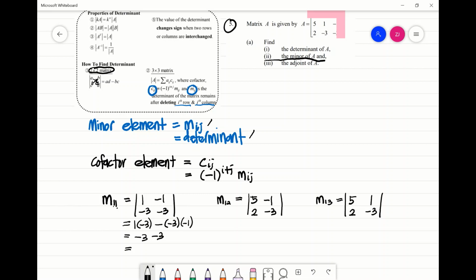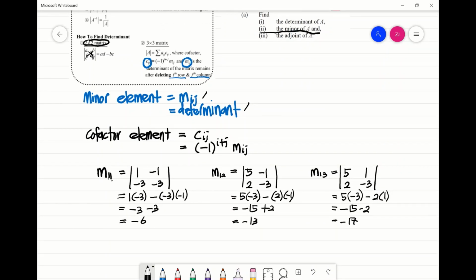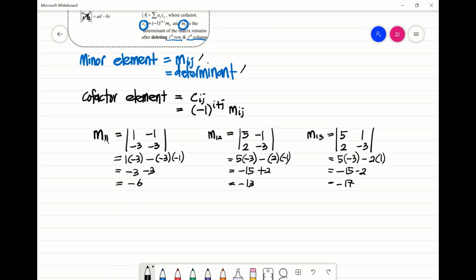So we have -6. Then for M12, the determinant is 5 times -3 minus 2 times -1, so we have -15 plus 2, which is -13. And then for M13, we have 5 times -3 minus 2 times 1, so we will have -15 minus 2, which is -17. So these are the minor elements for the first row: M11, M12 and M13.